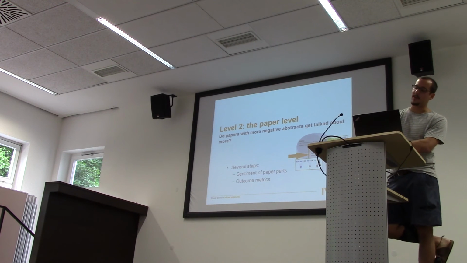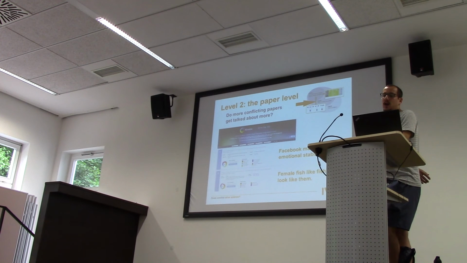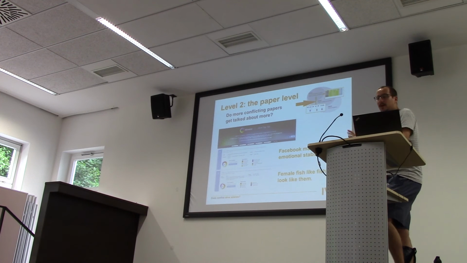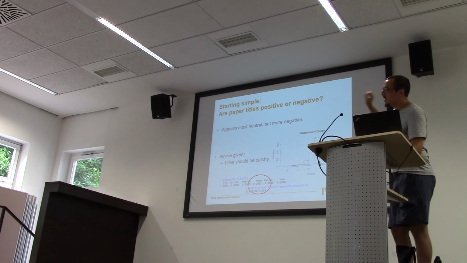Okay, now we're going to the paper level. So what were the most discussed papers of 2014? It was the emotion manipulation study that Facebook did, which was pretty controversial. And the second most talked about was about female fish who like fish who look like them, basically. So white fish like white fish, and black fish like black fish, and stuff like that. But anyway, those are the anecdotal examples.